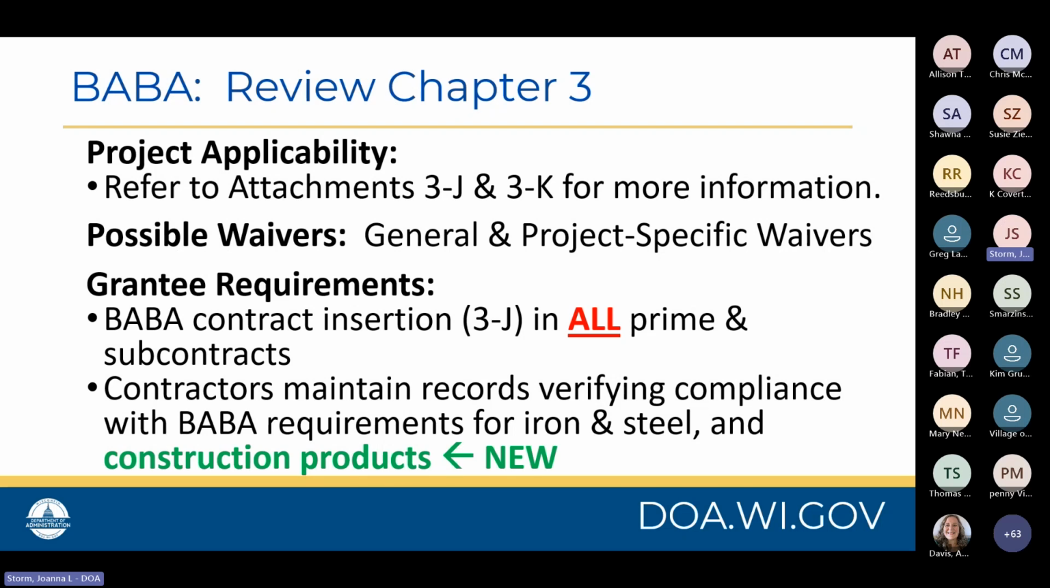For grantee requirements, there is a BABA contract insertion, attachment 3J, that needs to be in all prime and subcontracts. And please note, your contractors must maintain records verifying compliance with the BABA requirements. And this is especially true for the iron and steel, and in this case, in 2024, construction products. This is a new addition.